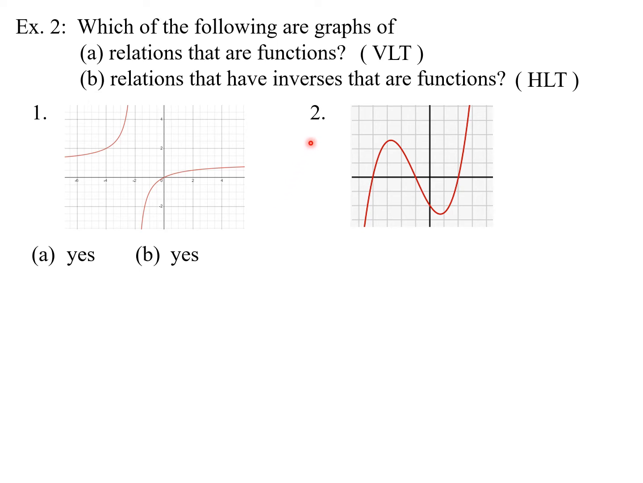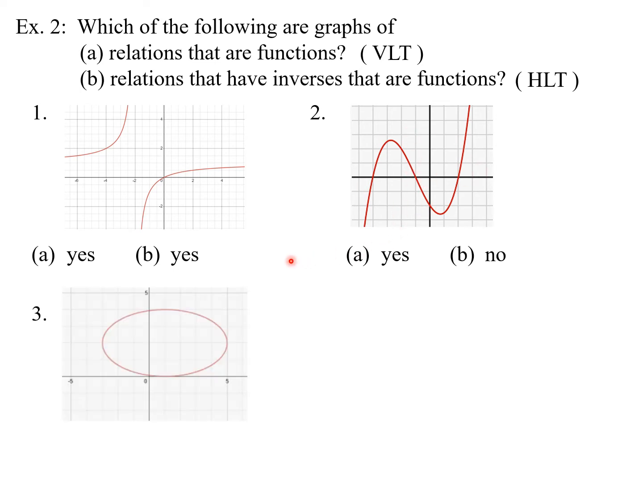What about this one? Is this relation a function? Yes, because it passes the vertical line test. Is the inverse of this a function? And the answer to that would be no, because a horizontal line would intersect this graph more than once. In fact, it would intersect it 3 times. So while this is a function, its inverse is not.